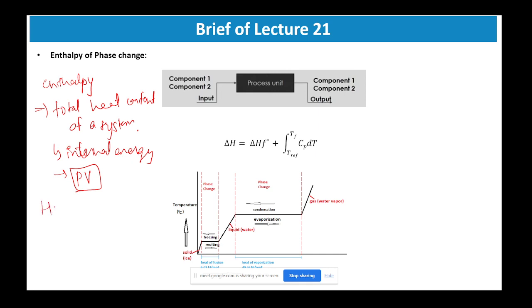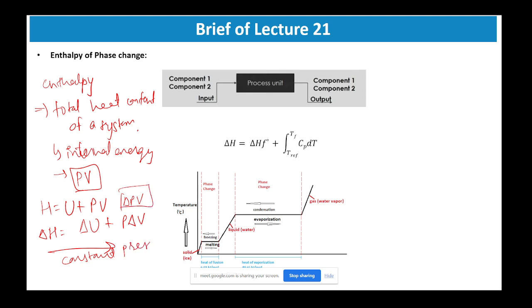So H equals to nothing but U plus PV, and delta H in terms of internal energy. This was all discussed in the previous lecture. So delta H is nothing but delta U plus P delta V. So we usually calculate enthalpy at constant pressure. So that is why the delta P into V term gets eliminated from this equation.